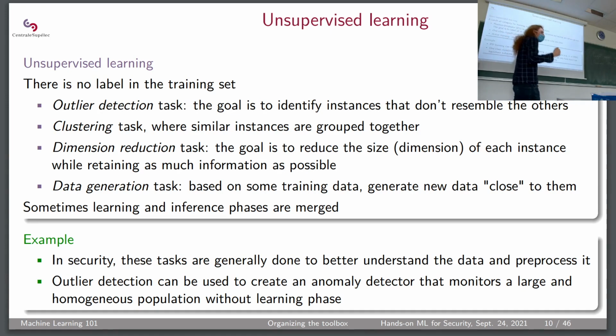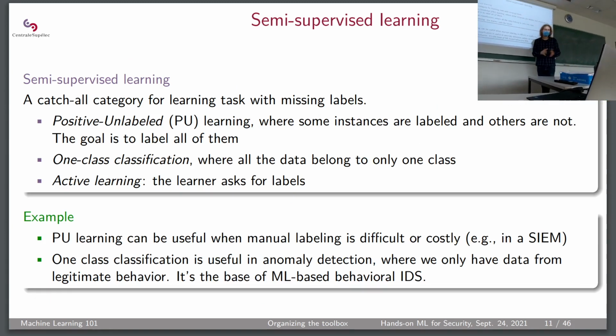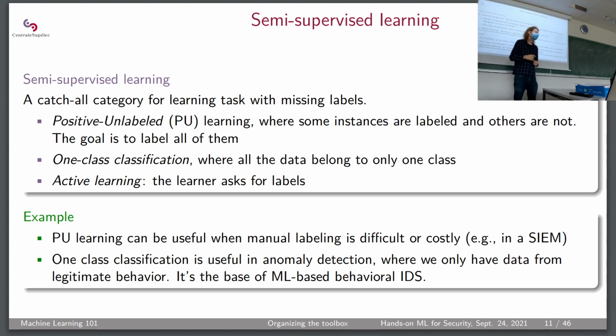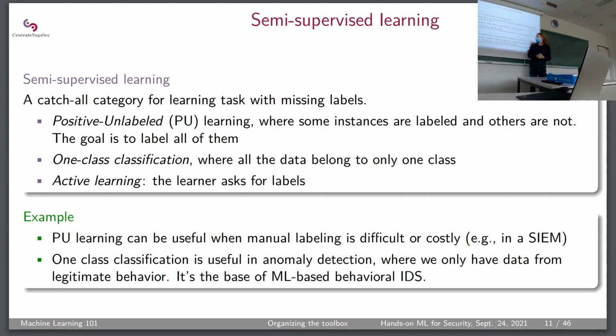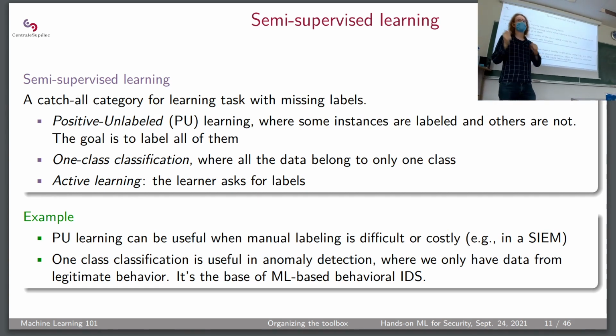And the third learning setting is called semi-supervised, and it's a bit of a catch-all category where you have some data, some labels, but not all of them. So it can be, for example, positive unlabeled learning, where you have some instances that are labeled, but not the others, and the goal is to label the others. It's notably the case where it's very costly to label some data, because sometimes it must be done manually. For example, if you have an incident, it can be costly or just time-consuming to label it. So in that case, we don't want to just throw every unlabeled data in the trash. So we use unlabeled data along with labeled data to make sense of it.